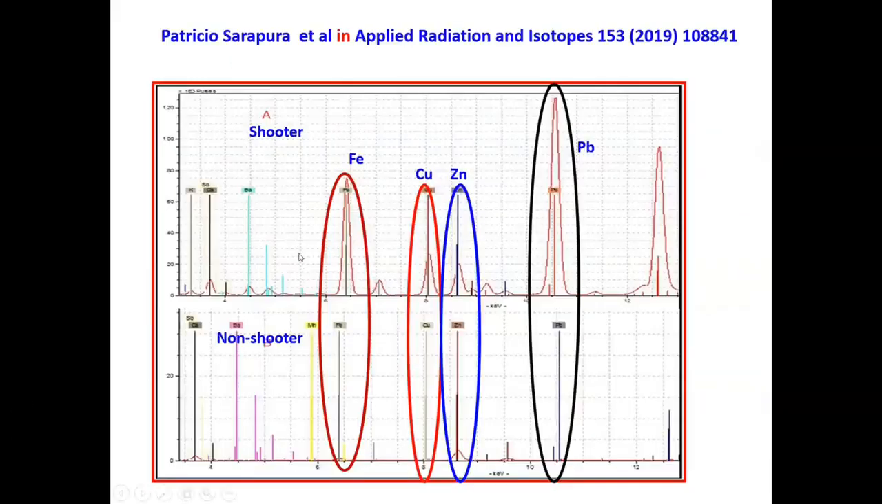I would like to show just a spectrum so that you can see this is the non-shooter TXRF sample, and this is from the shooter. You can find that iron is in a very high amount in the shooter, whereas in the non-shooter it is very, very less. Similarly, copper, zinc, and lead, all three elements are completely differentiable.